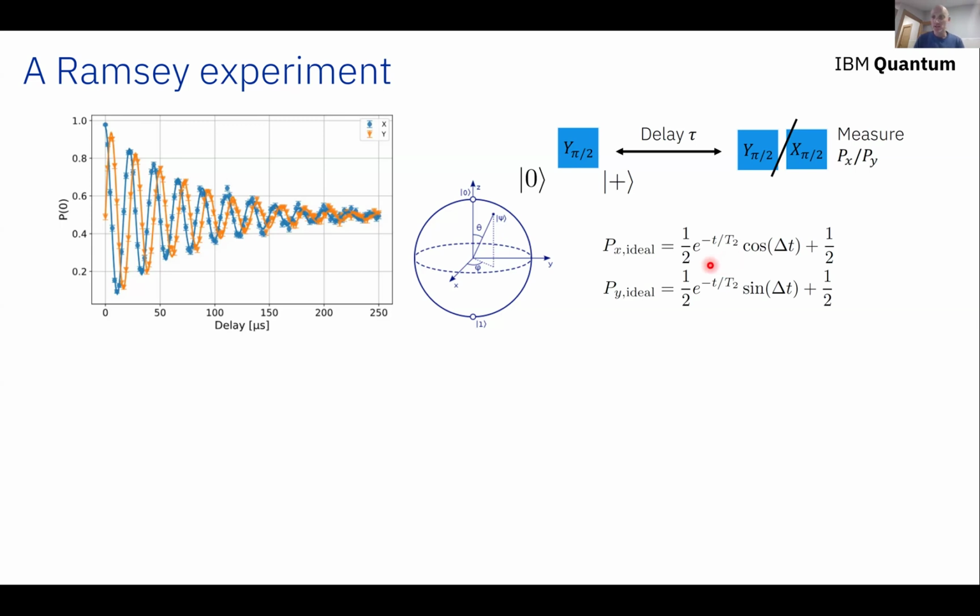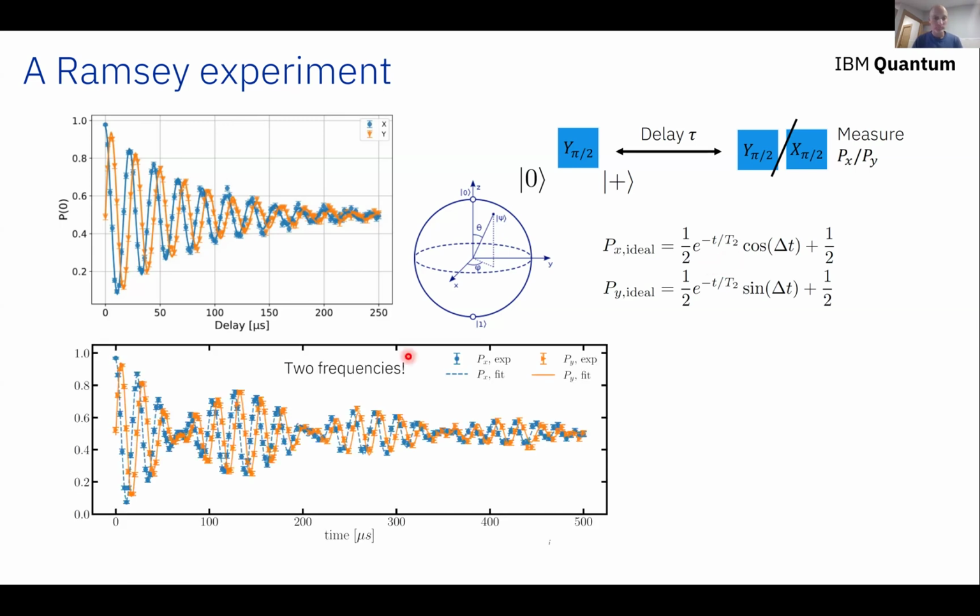Great. But sometimes we run those experiments, and what we see is completely not the expected decay curve. Sometimes, here in this example, with a very high quality qubit with a good 100 microseconds of T2 decay envelope, we see two frequencies, we see beats, okay?